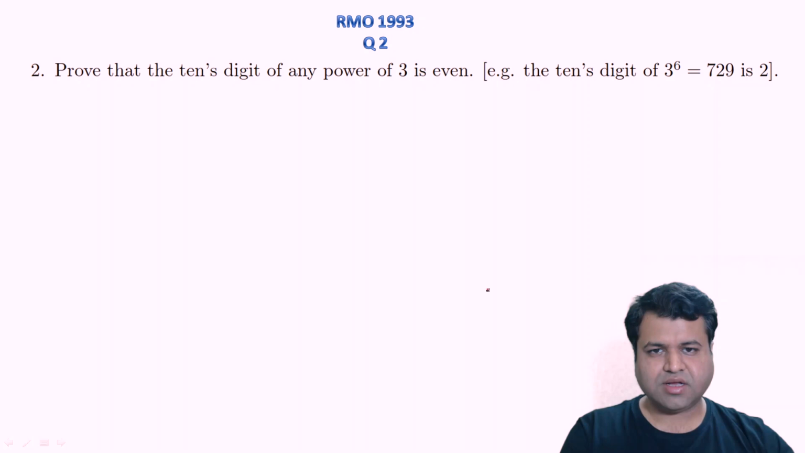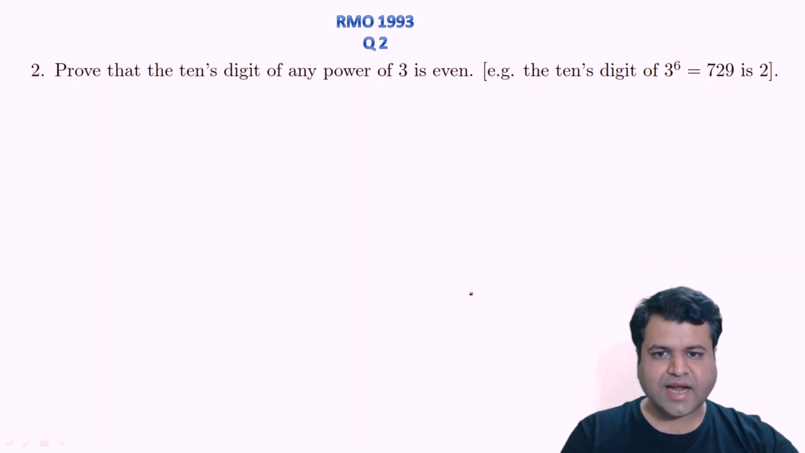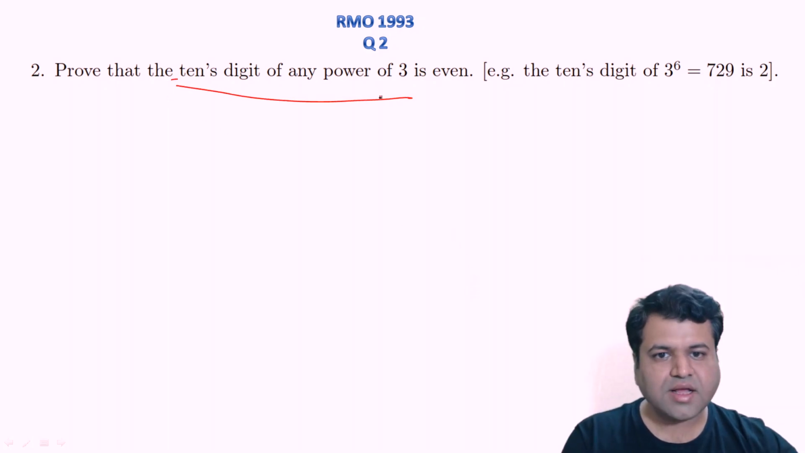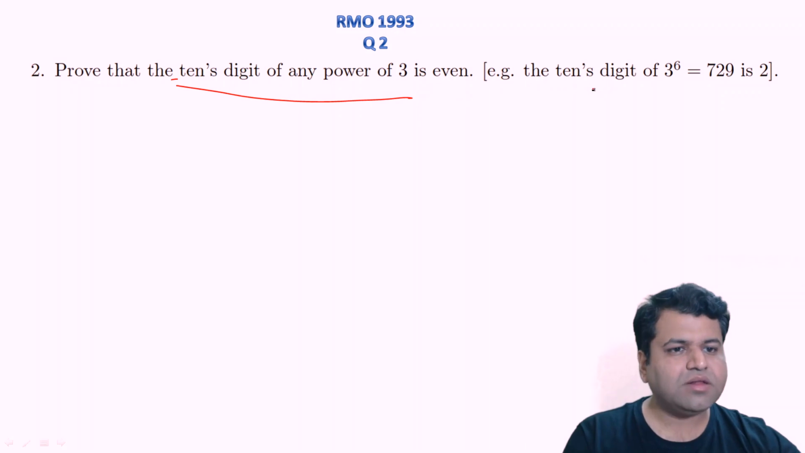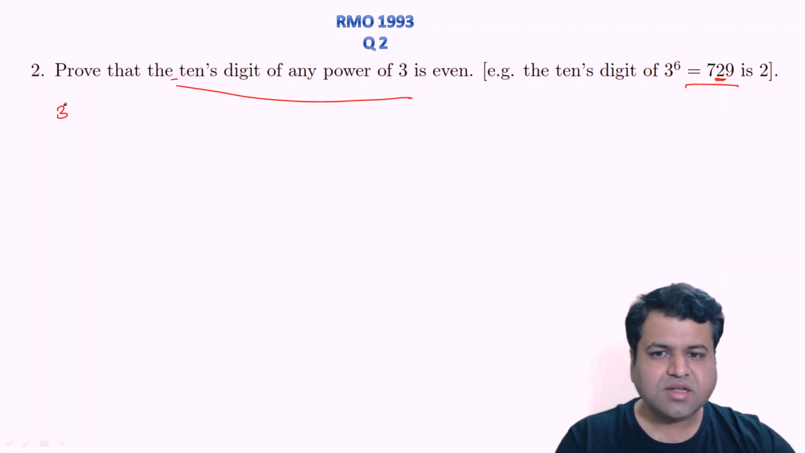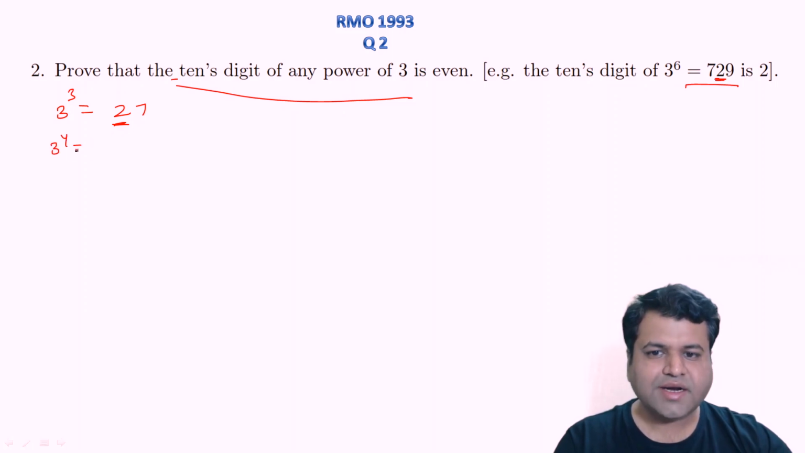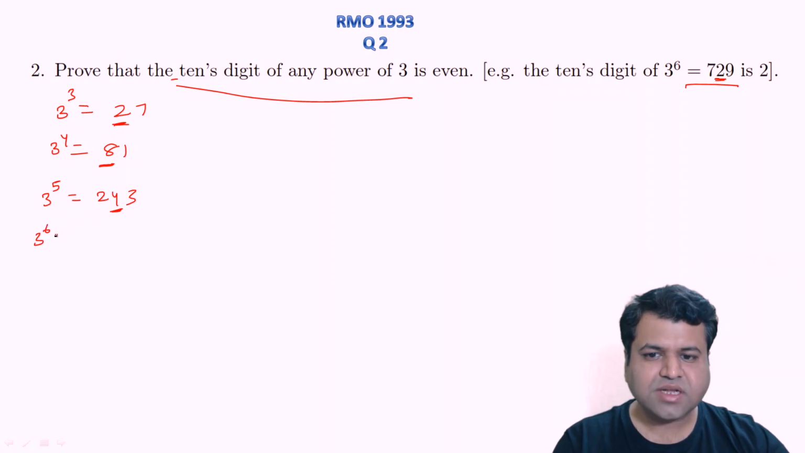you can watch the solution, right? So the question states that we need to prove that the tens digit of any power of 3 is even. For example, 3 power 6 is 729. Its tens digit is even. Let's take a look at some powers of 3. 3 cube is 27, this is even. 3 power 4 is 81, again this is even. 3 power 5 is 243, again this is even. 3 power 6, as it was given, 729, that is also even.